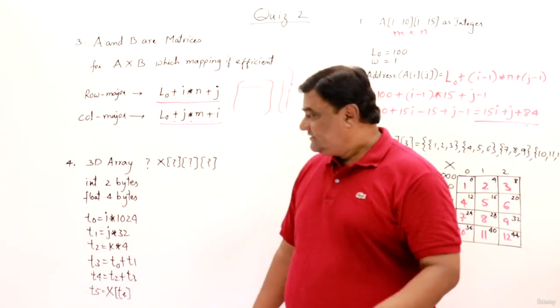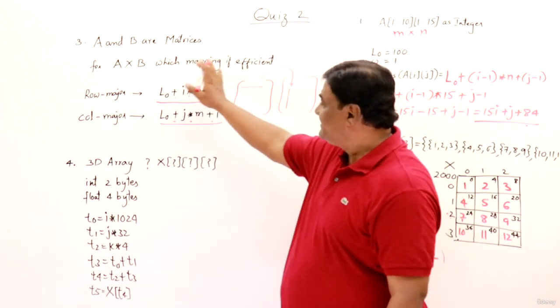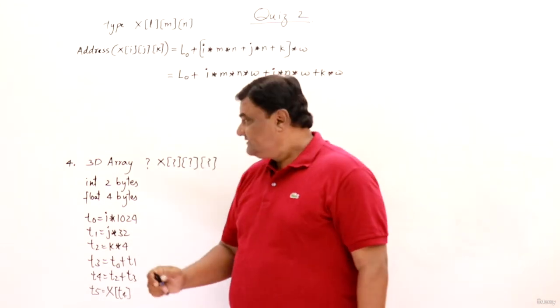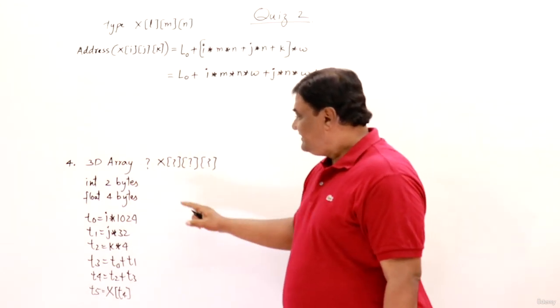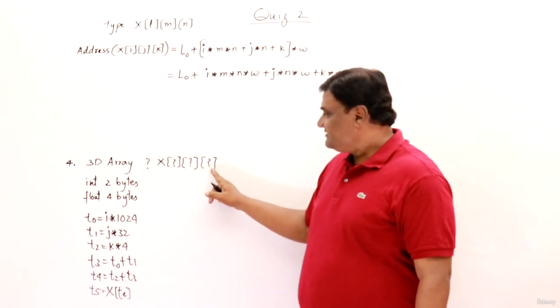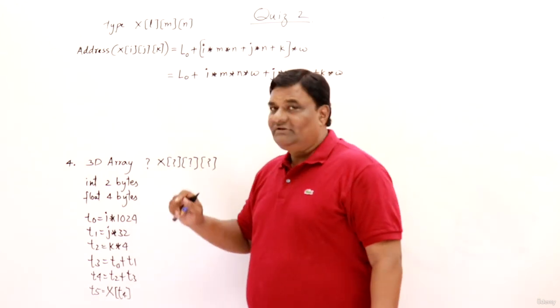Now the next question is the fourth question. This is a little lengthy. I'll remove this and I will do the work for this one. The question is, there is a 3-dimensional array. The name of this array is X, and there are 3 dimensions, L, M, N. We don't know what the dimensions are. We don't know the data type also.